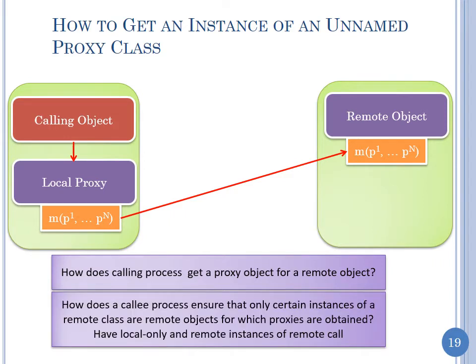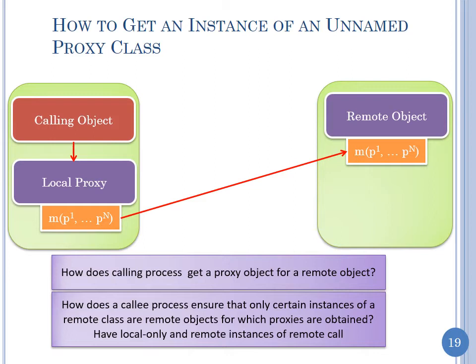A related question is, how does the calling process ensure that some instances of a remote class are remote objects and some instances are not? We've seen earlier that some methods of a remote object can be called remotely and some not. But we may want some instances whose methods are never called remotely. I might want a local counter only that keeps track of some data I have locally, plus a remote counter that is tallying my votes. I don't want to create two different classes for that. So how do I make sure certain instances are exported and certain are not?